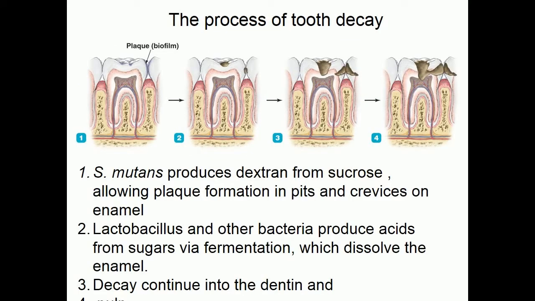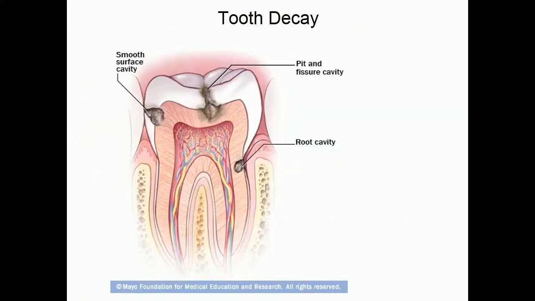The process of tooth decay. S. mutans produces dextran from sucrose, allowing plaque formation in pits and crevices on enamel. Lactobacillus and other bacteria produce acids from sugars via fermentation, which dissolve the enamel. Decay continues into the dentin and pulp. Tooth decay.